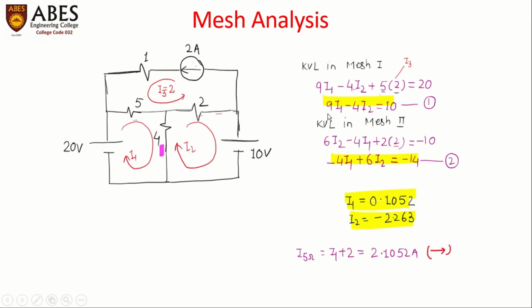Now this one is equation 1. After solving this equation, we will get the value 9I1 minus 4I2 is equal to 10. This one is equation number 1. Now we will apply KVL in mesh 2.